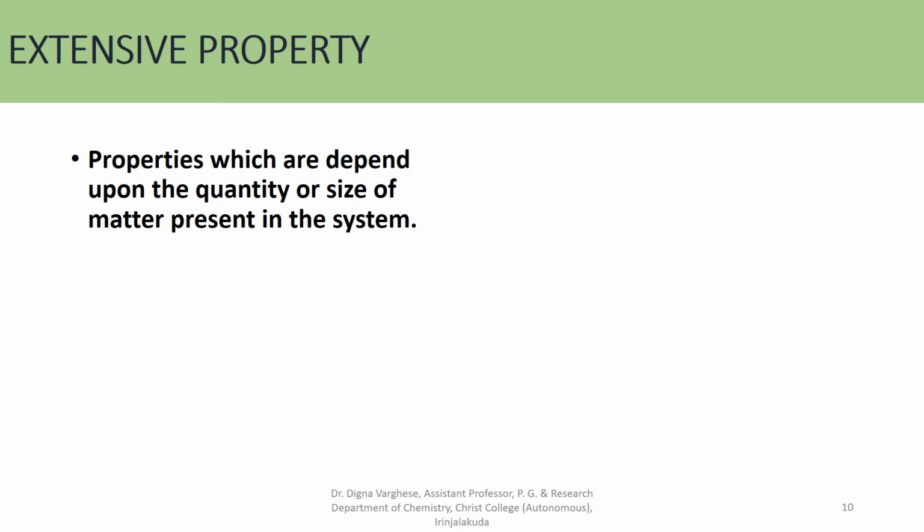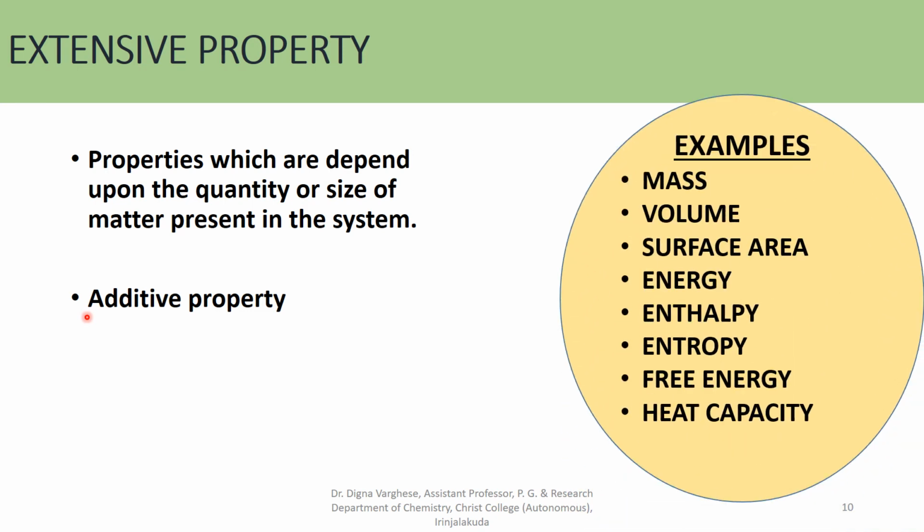Extensive properties are the properties which depend upon the quantity or size of the matter present in the system. It's an additive property. Examples of extensive properties are mass, volume, surface area, energy, enthalpy, entropy, free energy, and heat capacity.